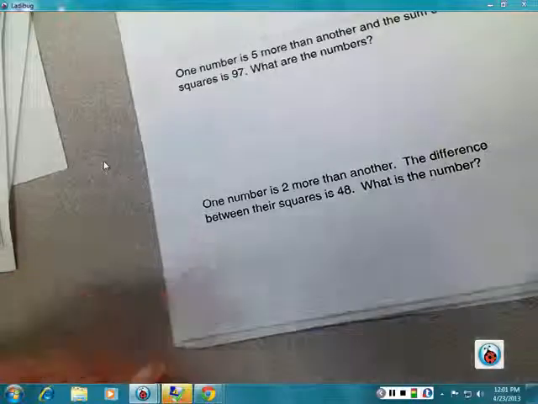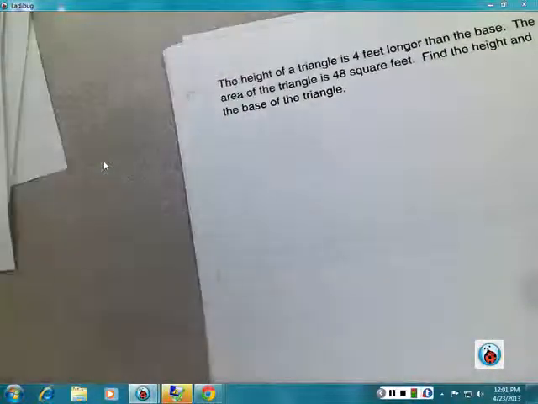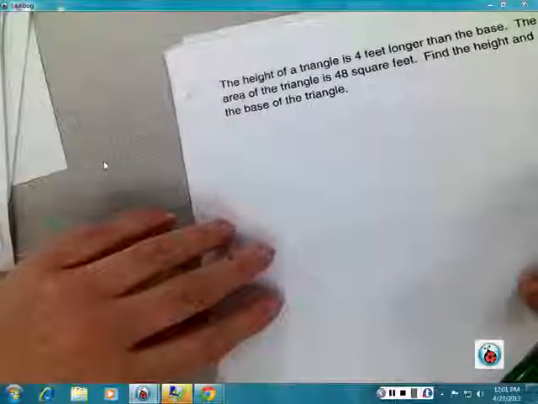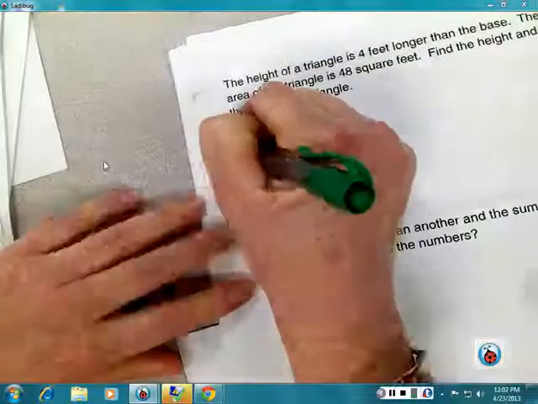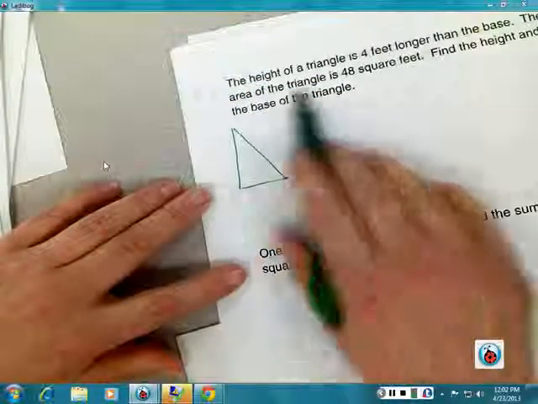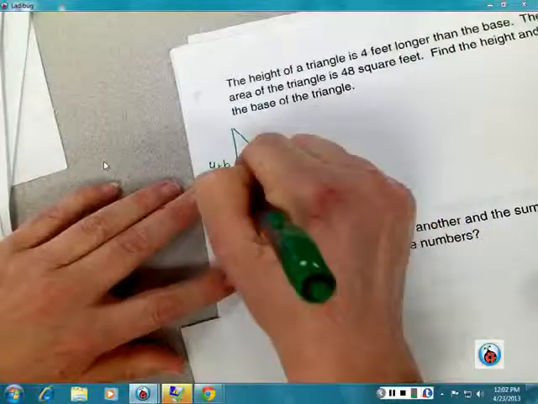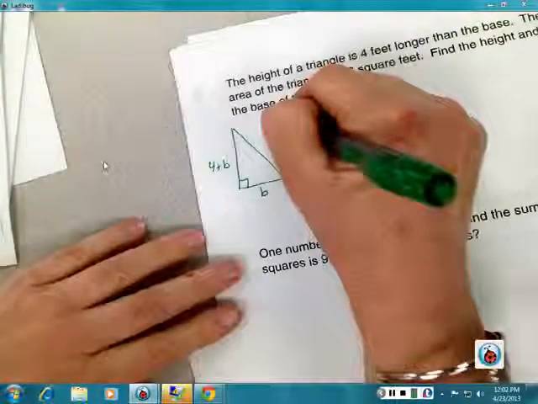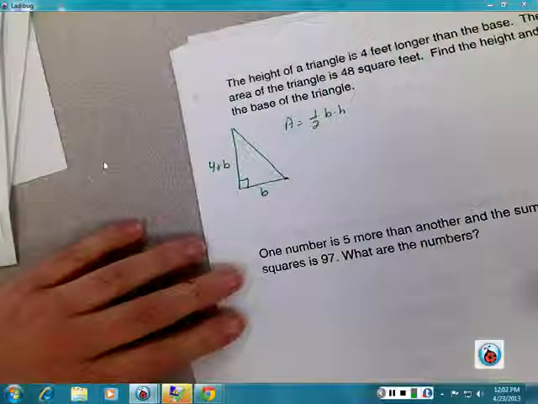Okay, continuing. The height of a triangle is 4 feet longer than the base. So if this is my triangle, what does all that mean? The height is 4 feet longer, so 4 plus B, and the base being B. The area of the triangle is 48. So area of a triangle is 1/2 the base times the height is our formula.